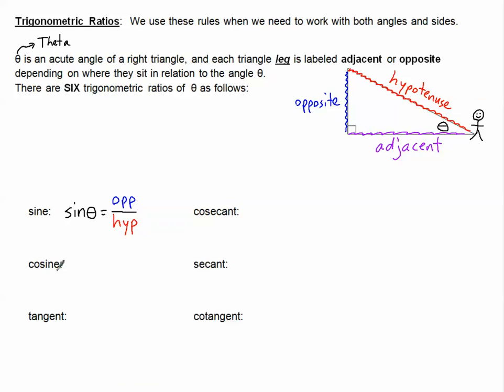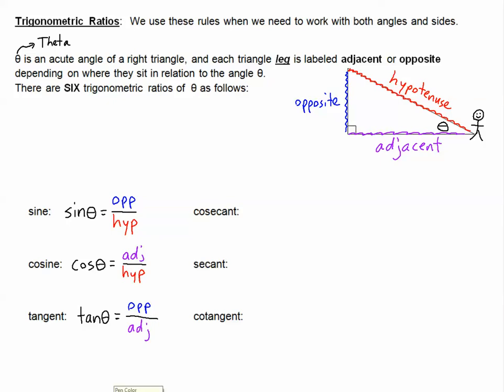The cosine ratio, the cosine symbol is COS, and then of course we always need some sort of angle here, so the cosine of theta. The cosine will be the ratio of the adjacent leg to the hypotenuse. So the cosine is the adjacent leg divided by the hypotenuse. And the tangent symbol is TAN, and then the theta. The tangent of theta is the ratio of the opposite leg to the adjacent leg. So the tangent would be equal to the opposite leg divided by the adjacent leg.